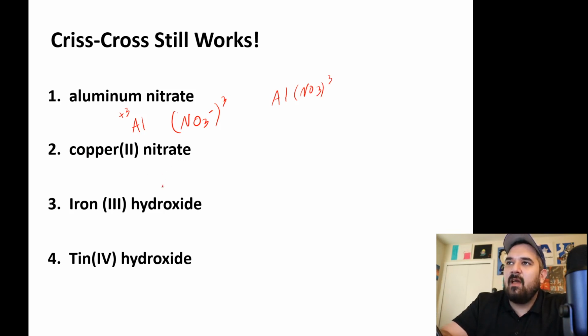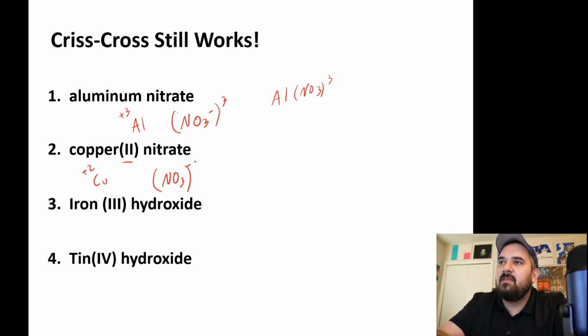Next one, copper 2 nitrate. Let's go ahead and write out our nitrate. So it's NO3, and then copper 2, so Cu. Our copper has a +2 charge. We know that because of this 2. And our nitrate has a -1 charge. So how many are we going to need? We're going to need 2. So we're going to put parentheses, and 2 goes here. And when we write it out, it's going to be Cu(NO3)2.